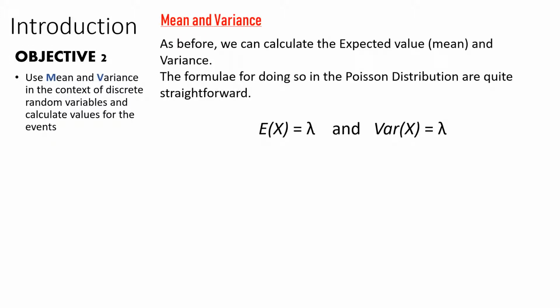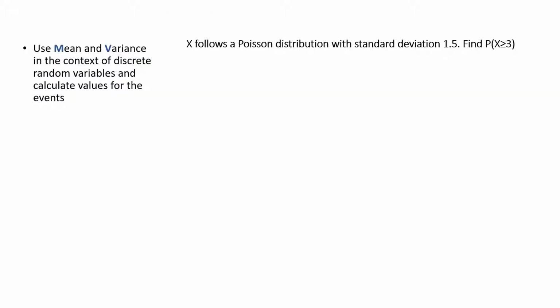As before, we can calculate the expected value of the mean and the variance, and the formula for doing so in Poisson distribution is really quite straightforward, because unlike in the other distributions where there's some extra calculation to be done, the expected value is lambda. Not surprisingly, that's the mean, but the variance is also equal to lambda. So the mean or expectation is exactly the same as the variance. So this can only really lead to one other type of question.